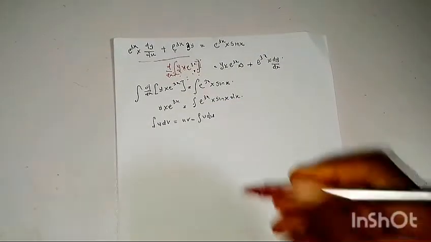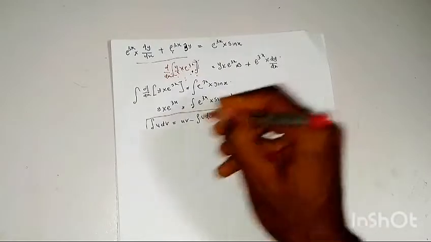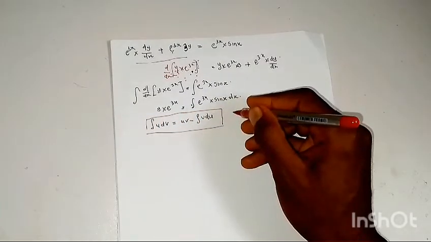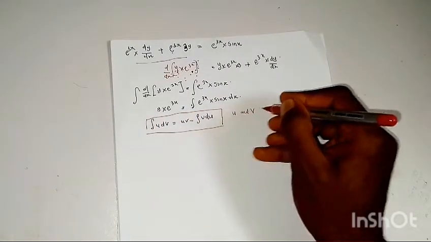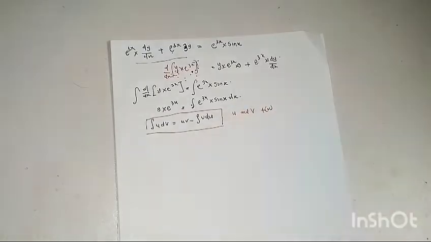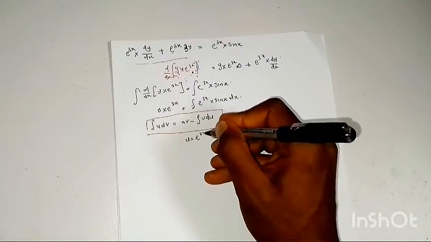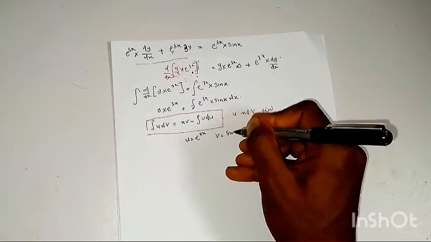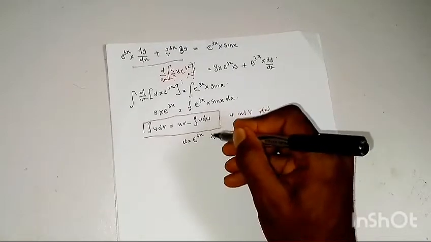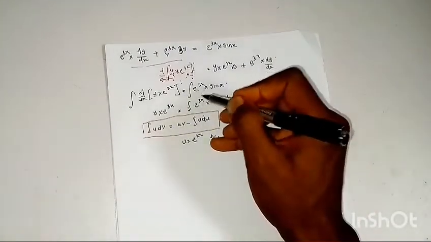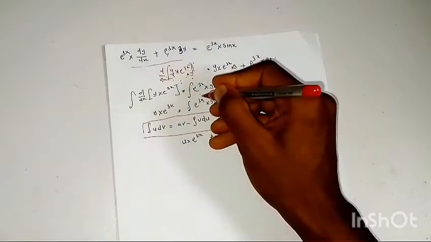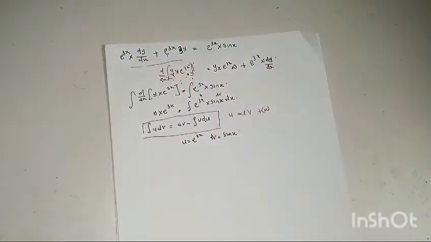So this is the formula for integration by parts, where u and v are both functions of x. So now, integrating exponential 3x times sine x, I can say let my u be exponential 3x and let dv be sine x. Remember, this is u dv, taking this to be u and this to be dv.